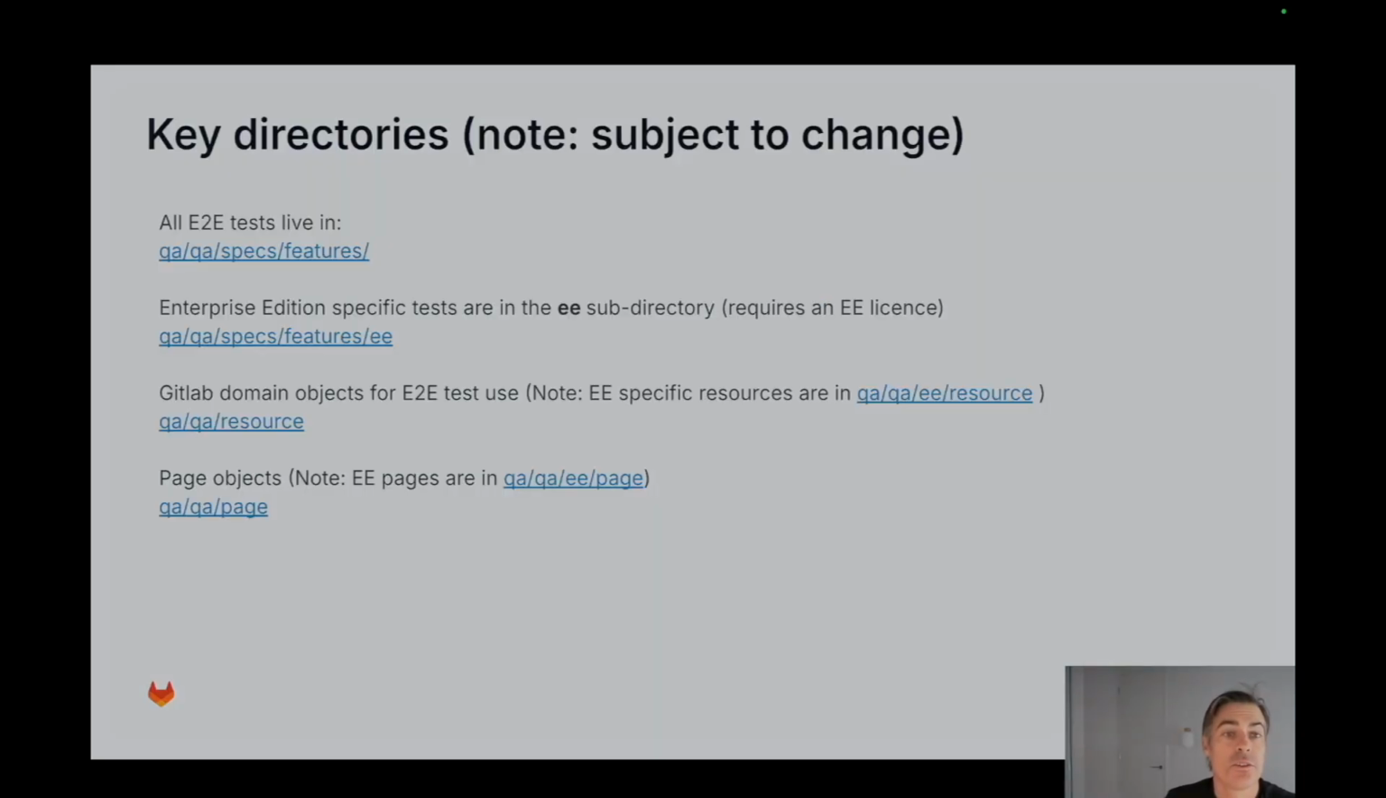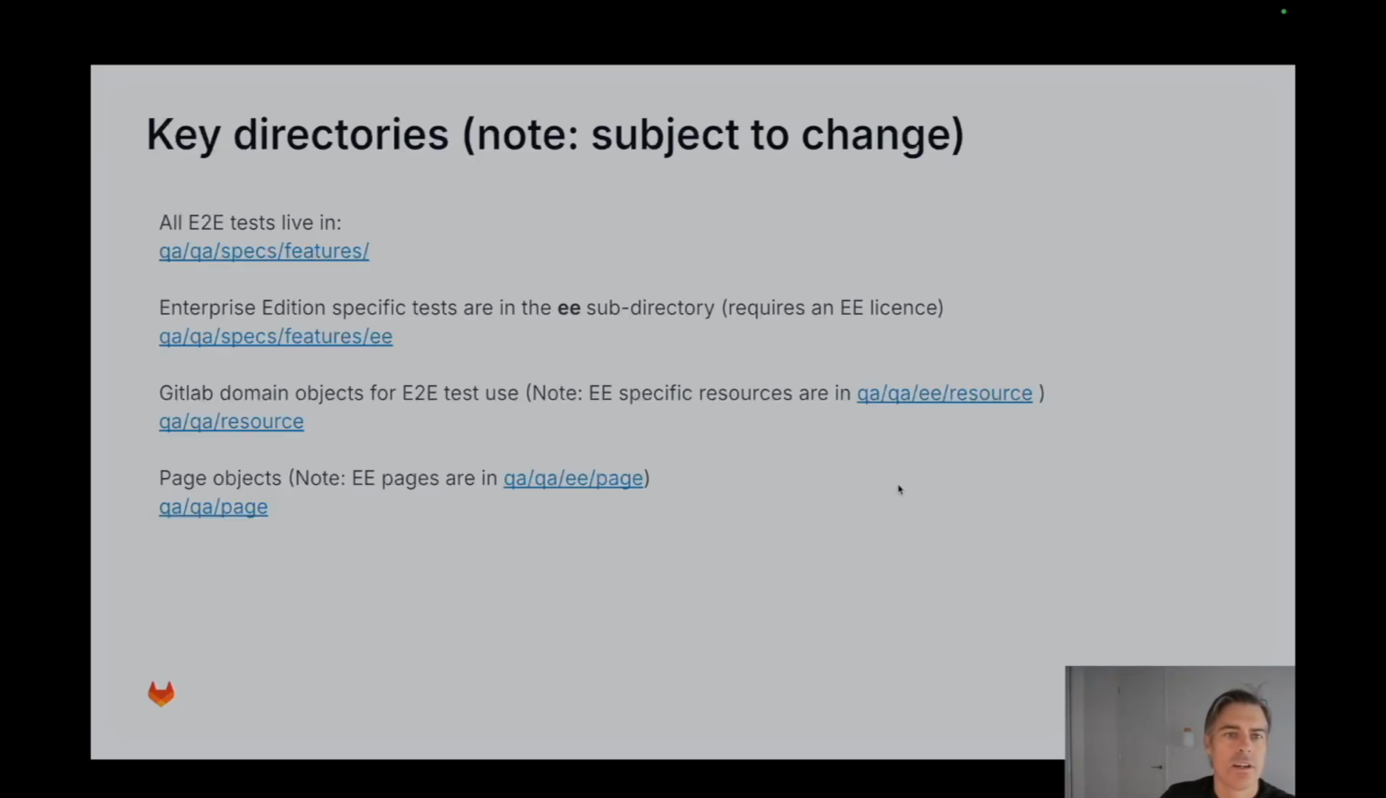In this section, I'll go through the major directories you'll be using when contributing to the end-to-end tests. Please remember that these directories are subject to change, but this should give you a general idea of how the end-to-end tests are structured. We'll first look into the actual test files themselves and where they're stored and how they're split up. Then I'll have a look at the GitLab domain objects where we're modeling concepts like branches and projects and groups. And then we'll look at the page objects directory where we're modeling UI pages of the GitLab application.